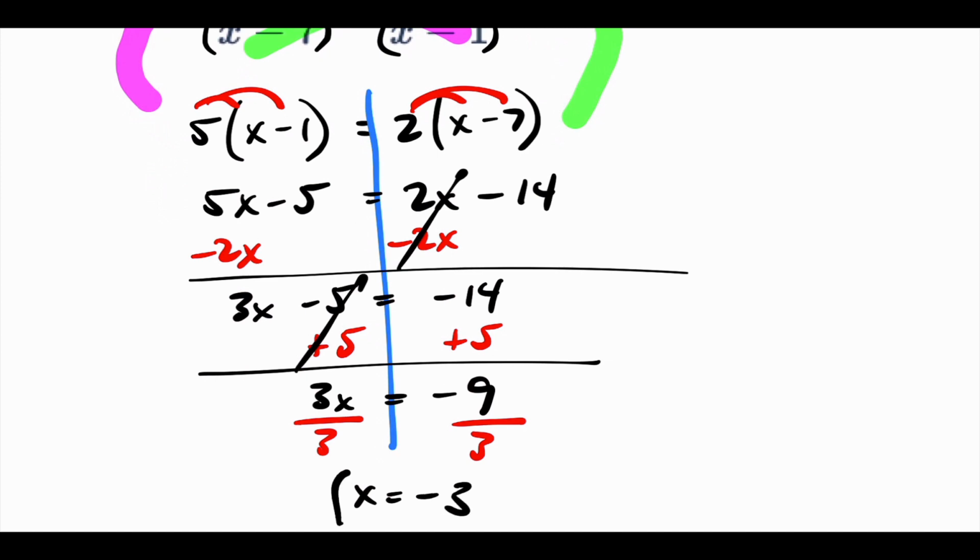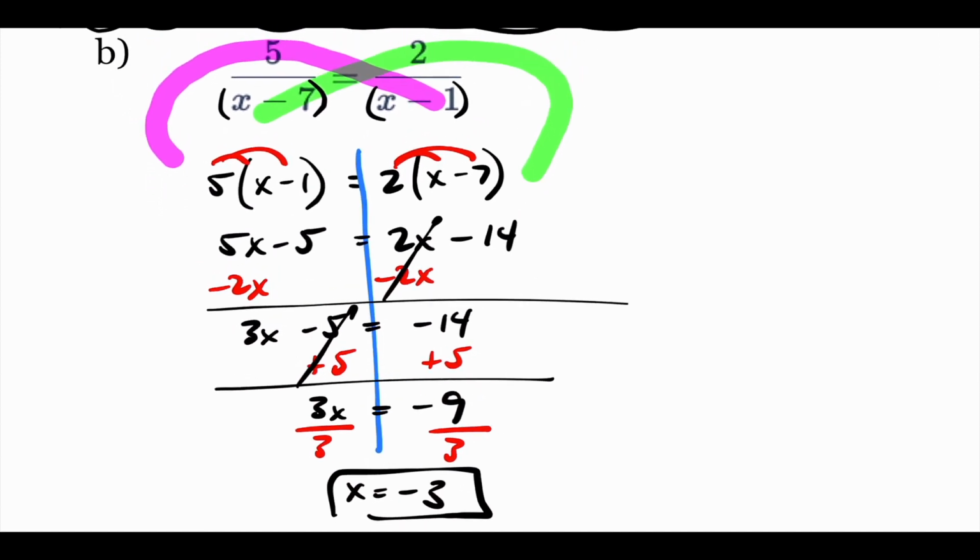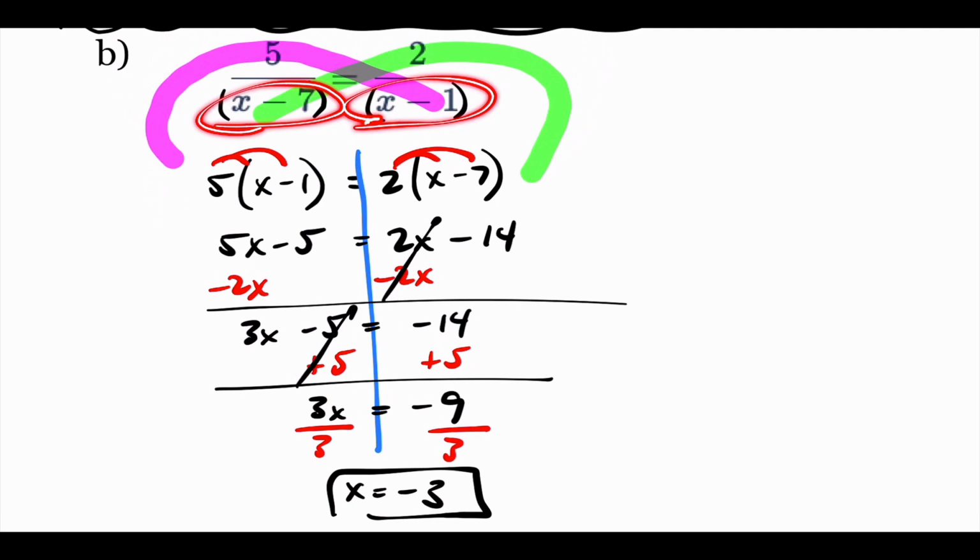I get negative 3. Okay. Now I have to go back to the original question and see if I were to plug in negative 3 to the bottom, the denominator, here and here, would I get a 0? Would it cancel out? No, because negative 3 minus 7 is not 0, it's negative 10. And negative 3 here, negative 3 minus 1 is not 0, it's negative 4.